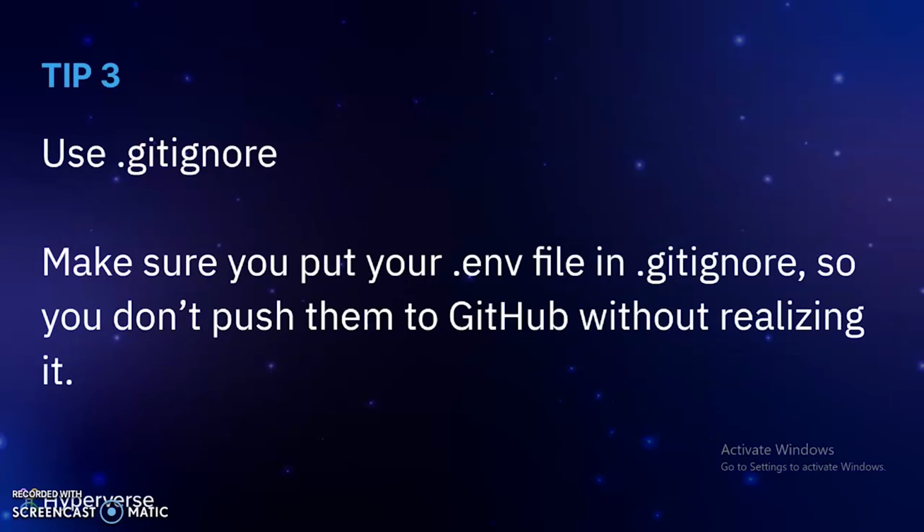Tip 3. Use .gitignore. If you decide to put your private keys in .env, make sure that you put your .env file in .gitignore so you don't push them to GitHub without realizing it. I put this tip last because the other two are safer, as you could forget to drop your .env file in .gitignore. Also, it's not advisable to have your passwords in plain text on your computer in case someone breaks into it.